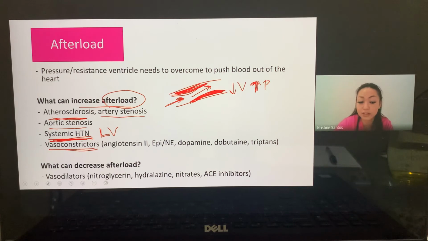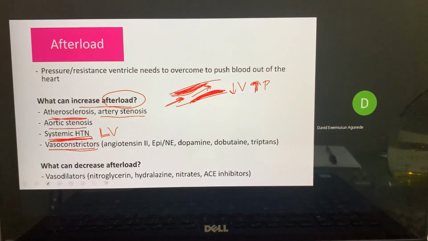Things that can decrease our afterload are vasodilators. So they do the opposite. When they dilate the vessels, if they dilate the arteries, there's going to be less pressure that the left ventricle needs to overcome. So it's going to be much easier to push blood out from the left ventricle to the systemic circulation.